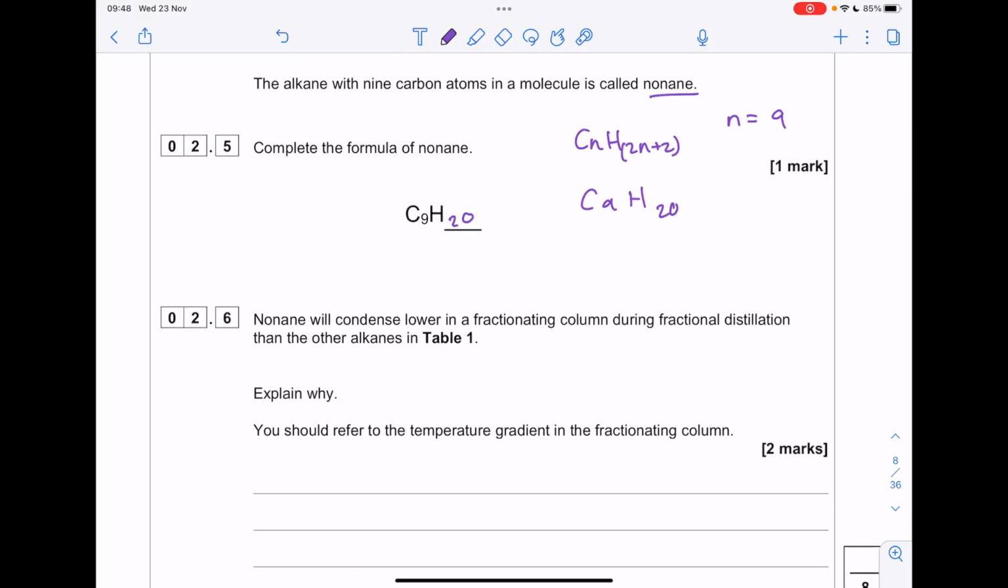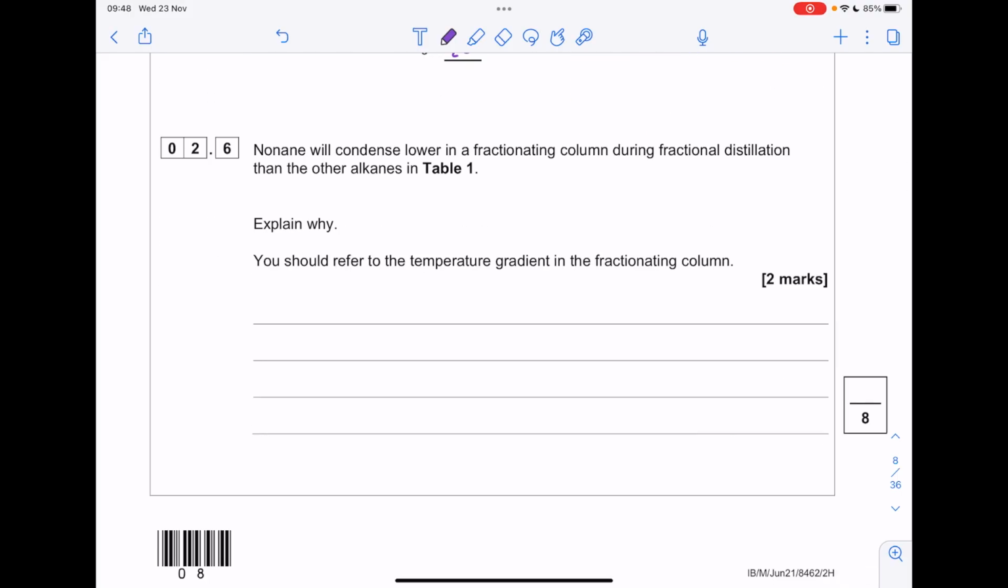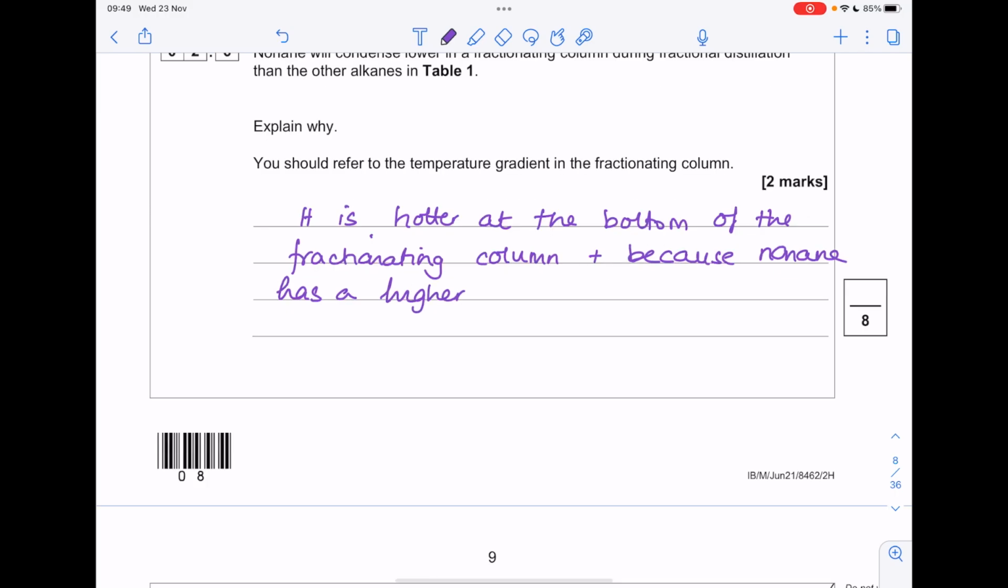Nonane will condense lower in a fractionating column during fractional distillation than the other alkanes shown in Table 1. Explain why. You should refer to the temperature gradient in the fractionating column. The temperature gradient refers to the fact that it is hotter at the bottom of the fractionating column. And because nonane has a higher boiling point, because remember, it's got more carbon atoms, it will condense at the bottom.